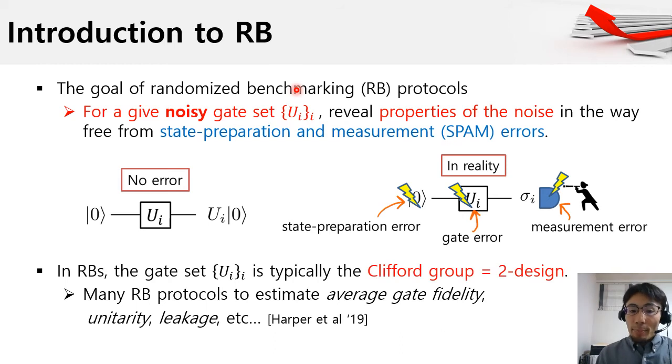There are many RB protocols, but typically we use the Clifford group as a noisy gate set. If we use the Clifford group, which is a Unitary 2 design, we can actually reveal the properties of the noise on the gate, such as the average gate fidelity of the noise, the unitarity, leakage error, crosstalk errors, etc. So by using the Clifford group, we can get lots of insight or information about the noise on the gate.